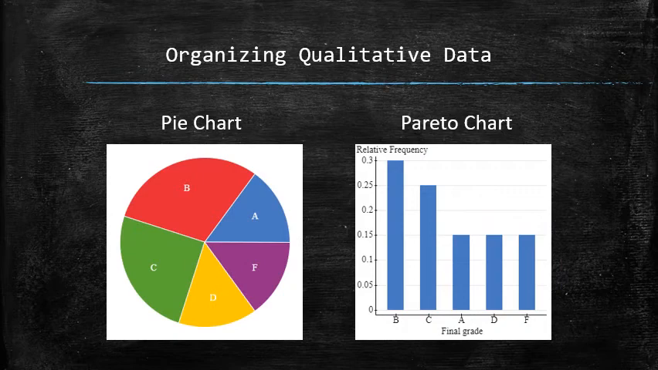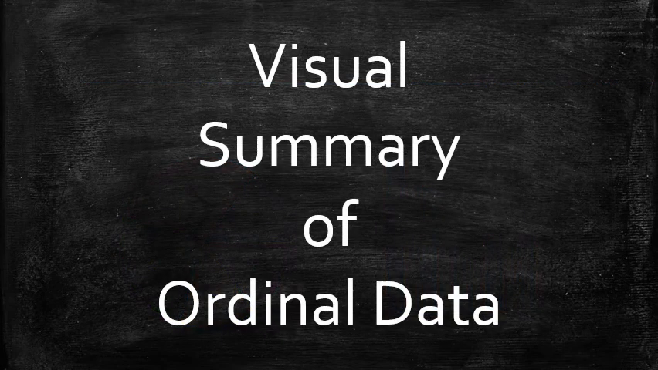So while the following pie chart and Pareto chart still make sense, we wouldn't normally use them unless we really have to. We discussed the most basic visual summaries for ordinal data.